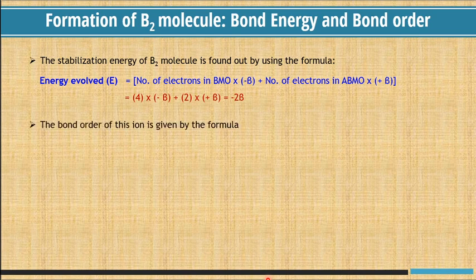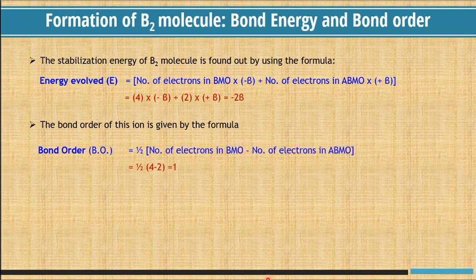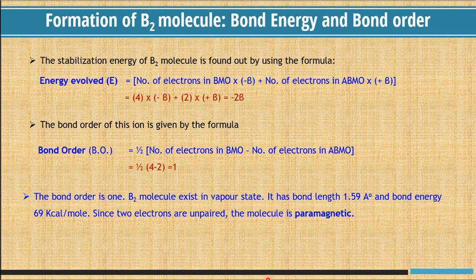The bond order of this molecule is given by the formula: bond order is equal to 1/2 into the number of electrons in the bonding molecular orbitals minus the number of electrons in the antibonding molecular orbitals, that is equal to 1/2 into bracket 4 minus 2, that is equal to 1. This bond order is 1. The B2 molecule exists in the vapor state. It has bond length 1.59 angstrom and bond energy 69 kilocalories per mole. Since 2 electrons are unpaired, the molecule is paramagnetic.